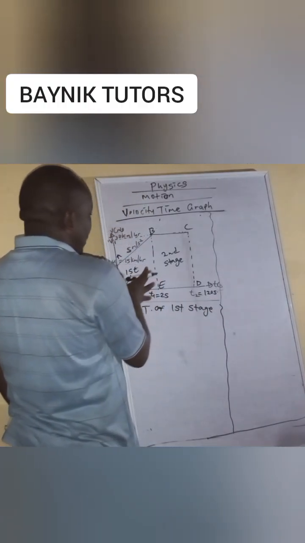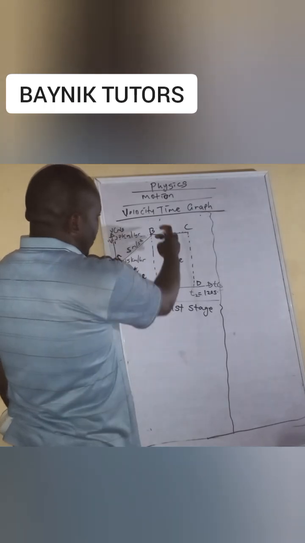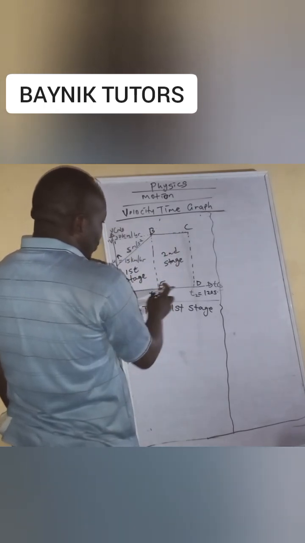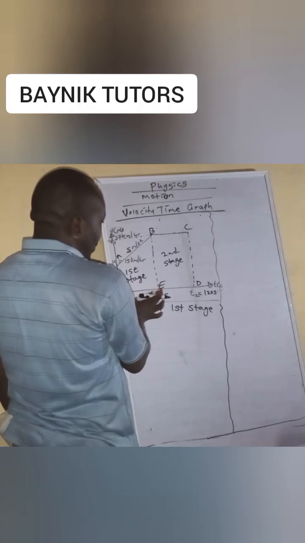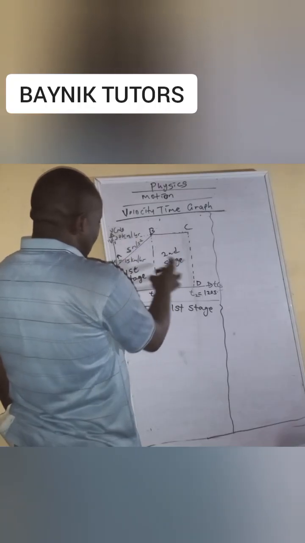So let's look at this. This is like a trapezium. This is the longer distance, this is the shorter distance, and this will be my height. That's the shape of a trapezium.